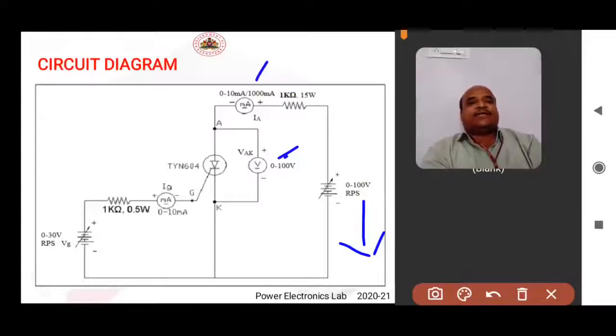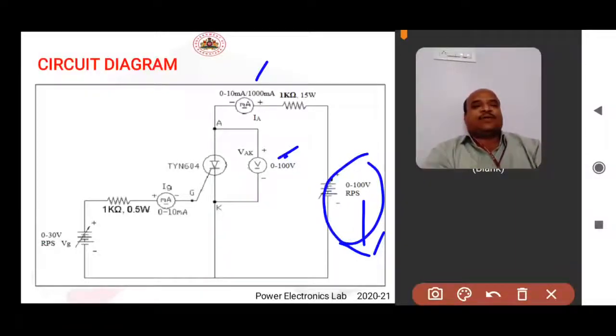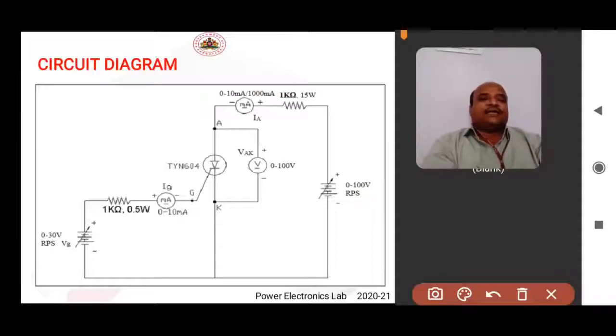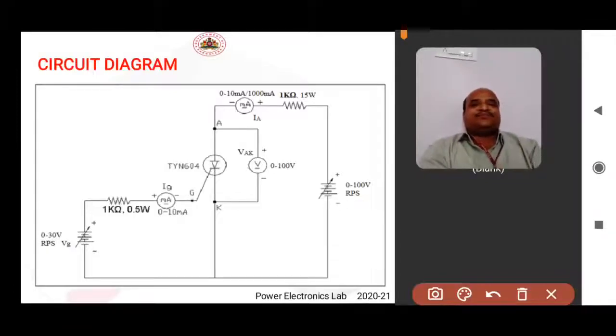Then there is a sudden drop in the anode current that gives the holding current. You can note down this holding current and the voltage across SCR. Then finally you can make the supply voltage 0. Then you can repeat this experiment for different values of gate current and note down the readings accordingly.